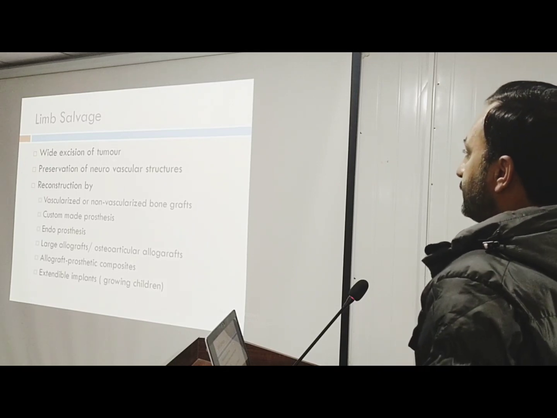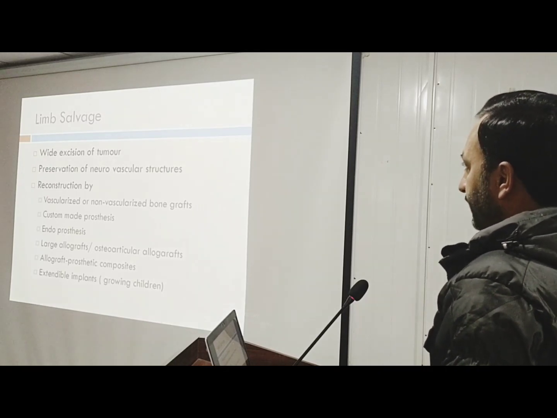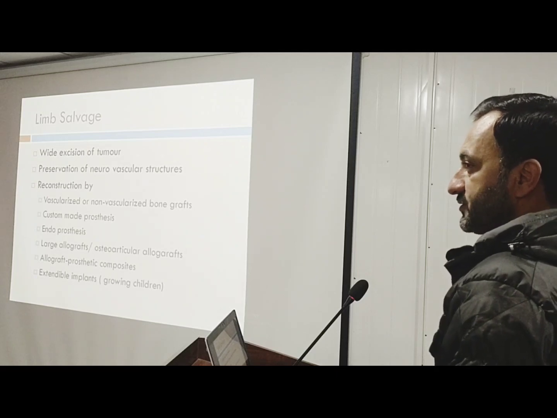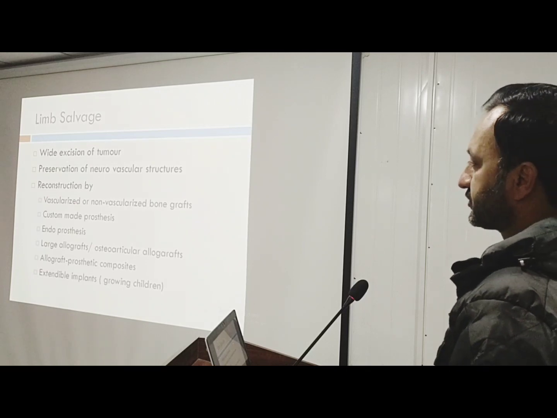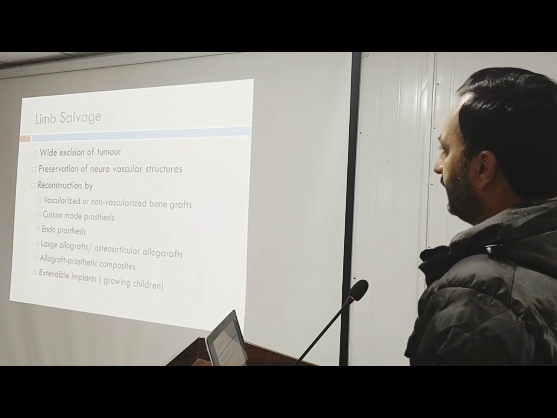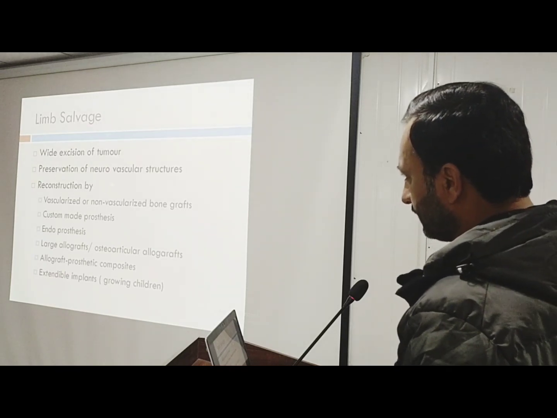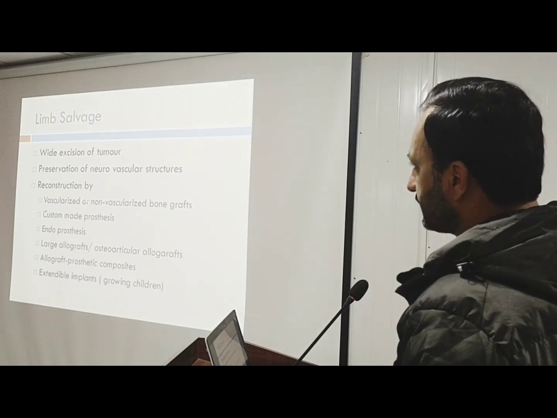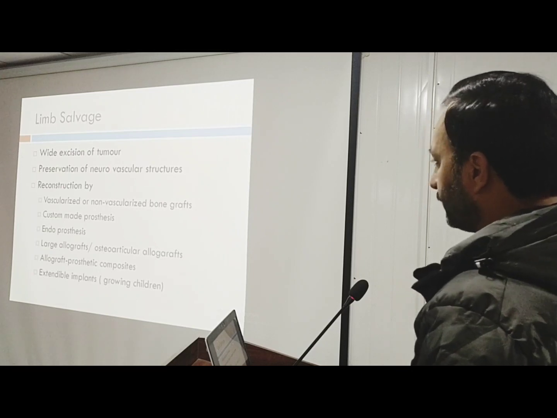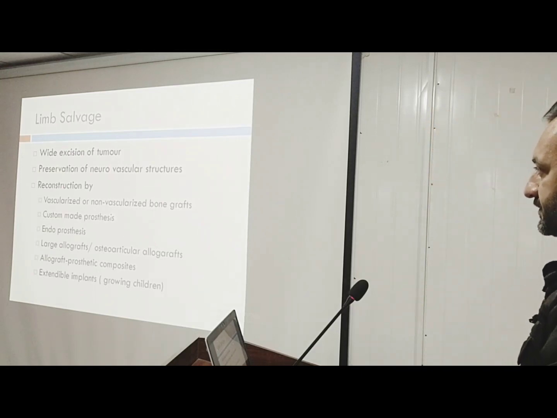So, with wide excision of the tumor, the aim is to preserve the distal neurovascular structures, and the function of the limb should be achieved if you are planning for wide resection. If you are doing wide resection, it should be reconstructed. If we are removing part of the bone from the body, it should be reconstructed by vascularized or non-vascularized bone graft, custom-made prosthesis, endoprosthesis, allograft, osteoarticular allograft, prosthetic composites, and expandable implants in children.